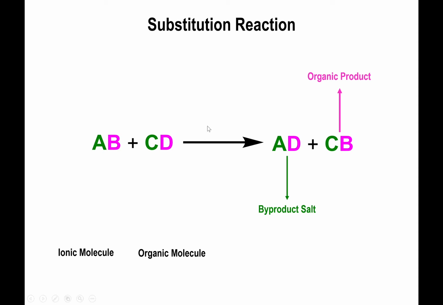And in doing so, it will exchange the anionic groups. So you will end up producing a new organic product, but then you'll also have a byproduct salt that you'll have to separate from your organic product.